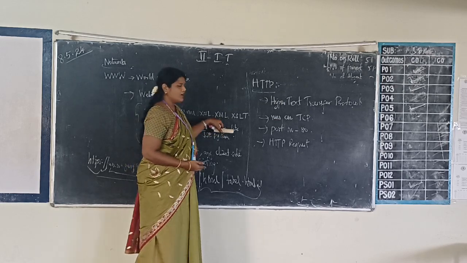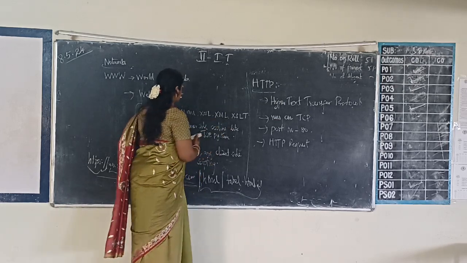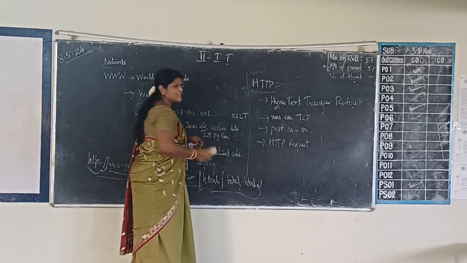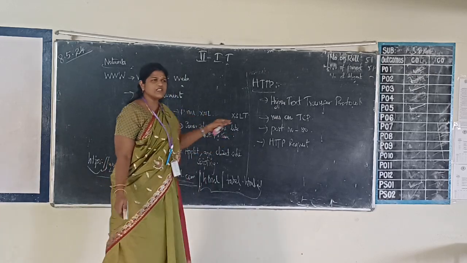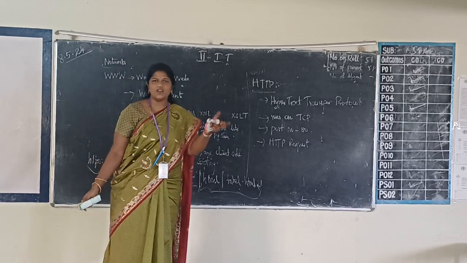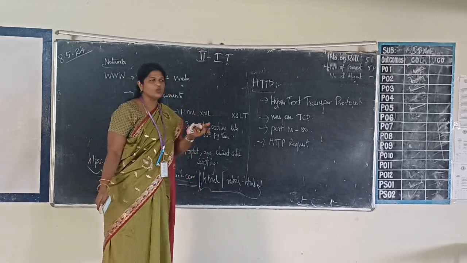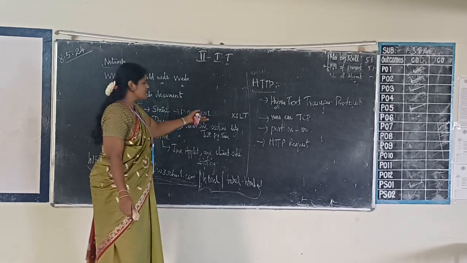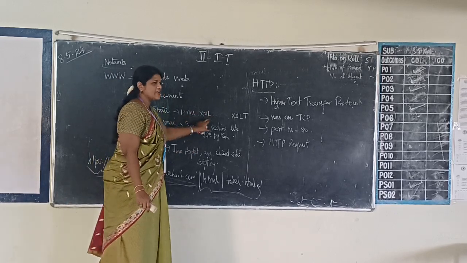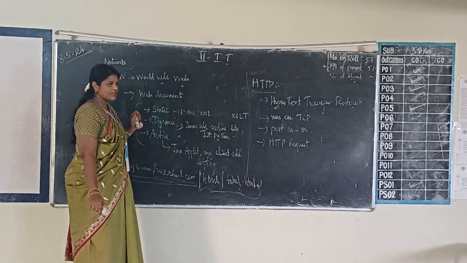Then what is this name? XSLT means extensible style sheet language. Using this style sheet we are applying the styles, giving the look and feel, like applying a CSS style sheet. Okay, so that is XSLT. So using these languages we can make a static web document.